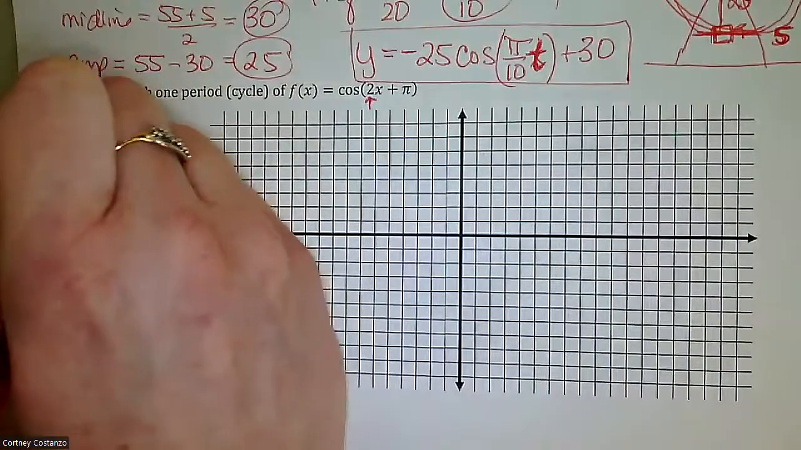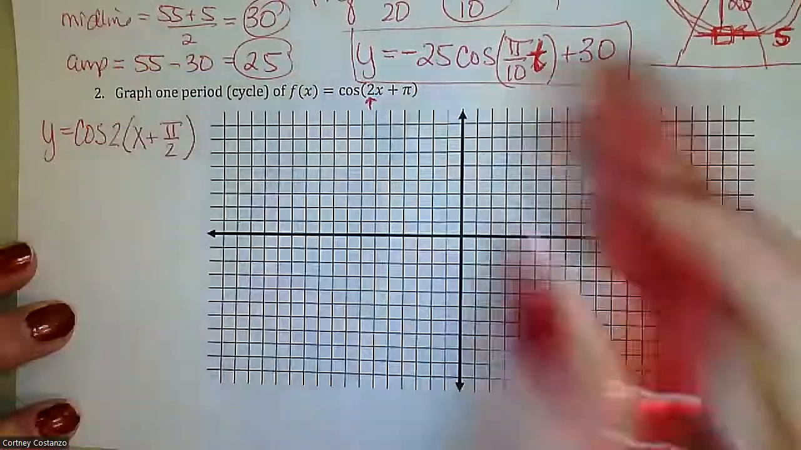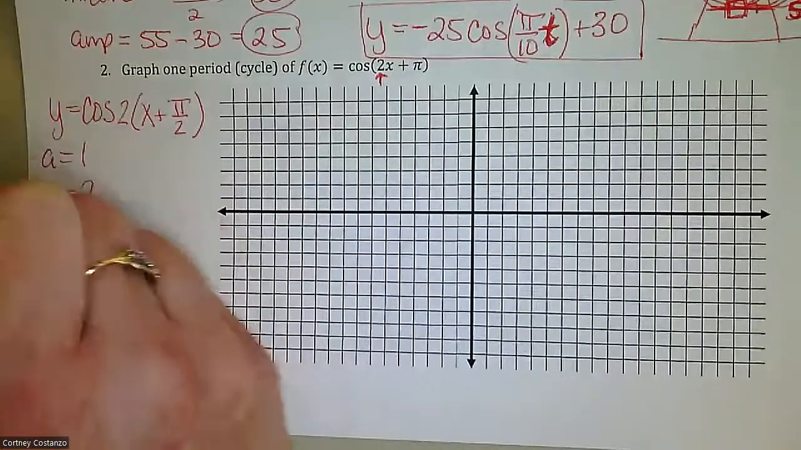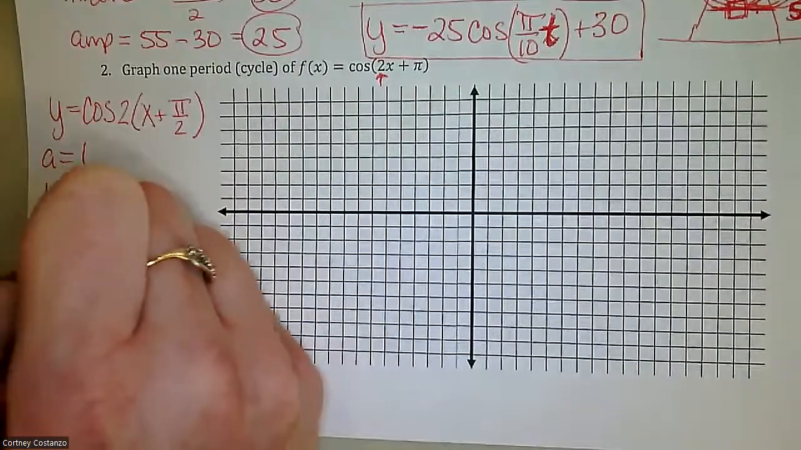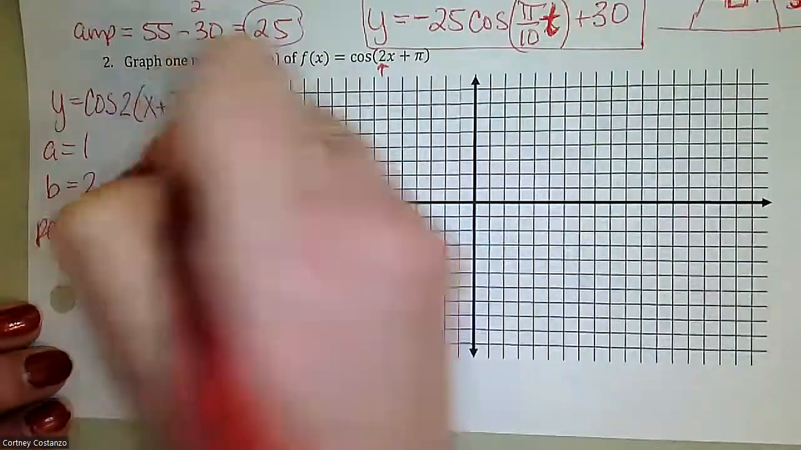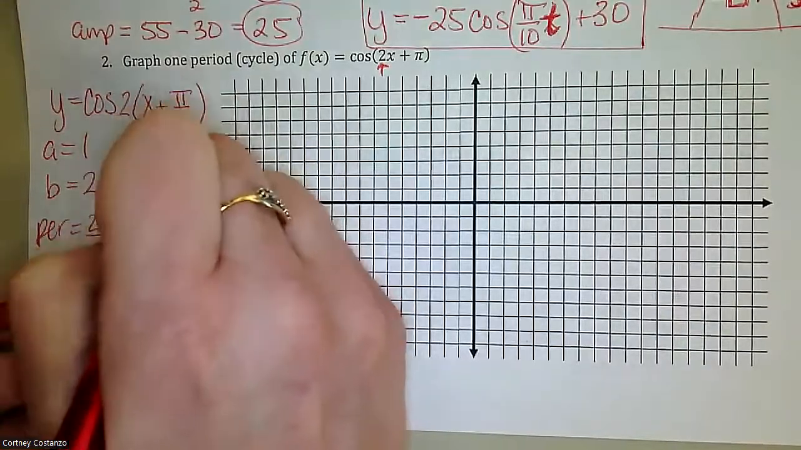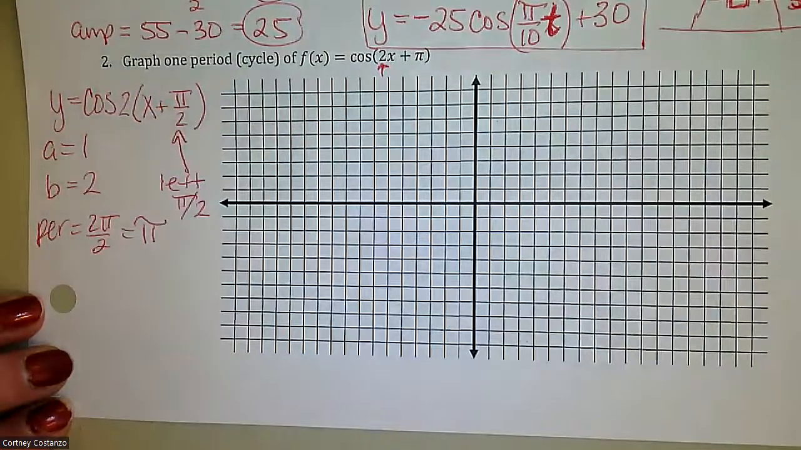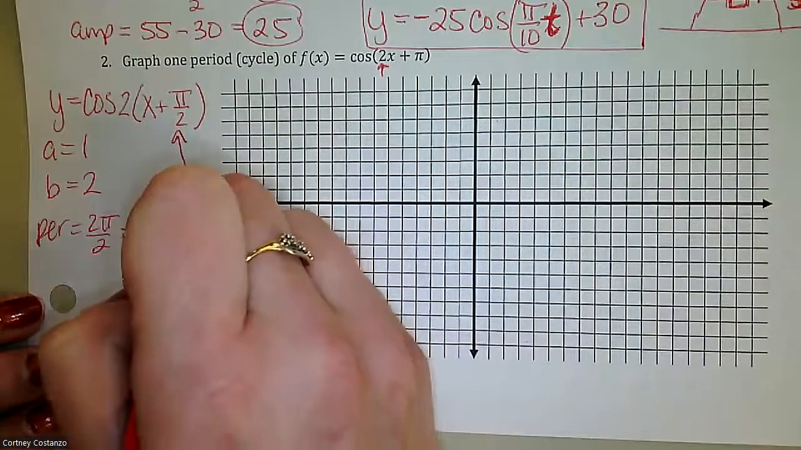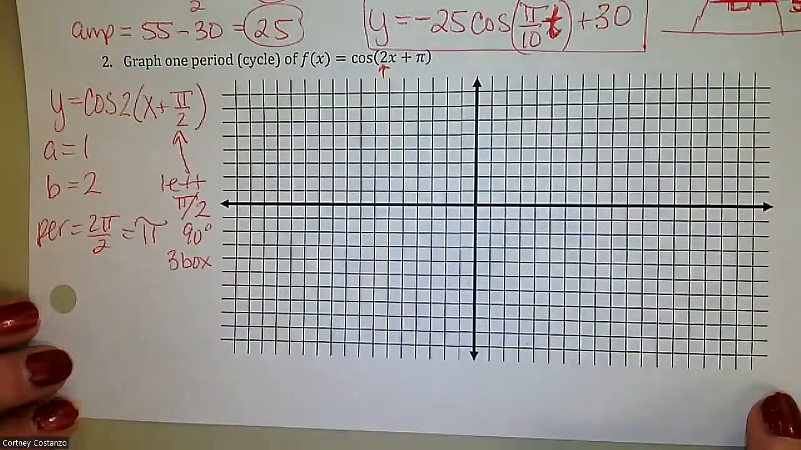Take out a GCF of 2. If I take out a GCF of a 2, that leaves me with a pi over 2. I have an amplitude of 1, frequency of 2, which helps me figure out the period. Easy, easy. But finally, we get to talk about a phase shift. That phase shift is going left, pi over 2. So if our phase shift is shifting left pi over 2 or negative pi over 2, that is 90 degrees, which is 3 boxes to the left.